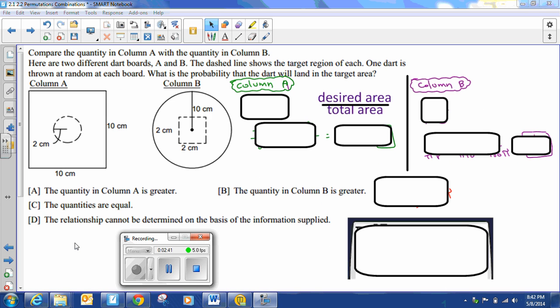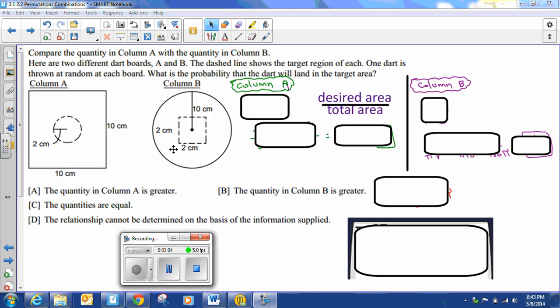Number 2, here is your Regents style question, or SAT style question, where you have two quantities. Answer choice A says quantity A is greater. Answer choice B says quantity B is greater. C says the quantities are equal, and D you cannot determine based on the information supplied.